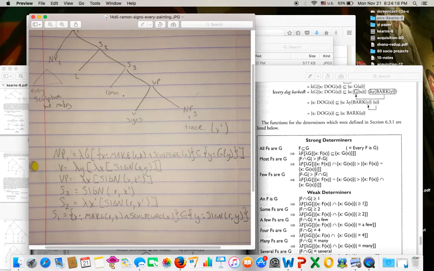And then we move up here and we plug in Ramon for the subject position within sign. So we have sign r x prime. And this, like I said for the Jones 8-5 pies example, now looks like it should have a truth value, right? Because there are no lambda expressions remaining. We've saturated both of the arguments of sign, and it's no longer an unsaturated predicate. It's fully saturated.